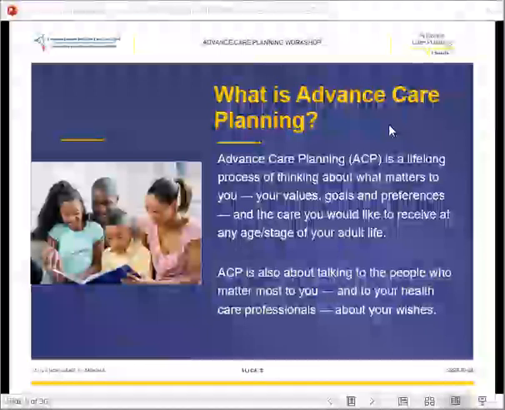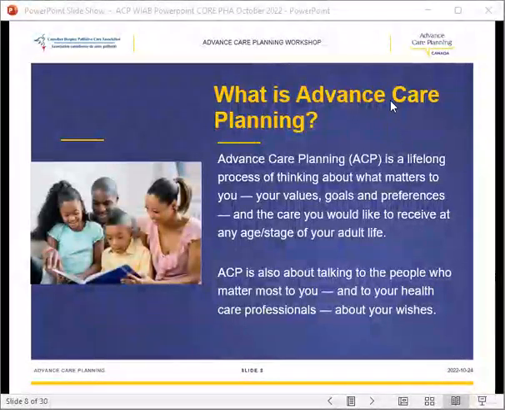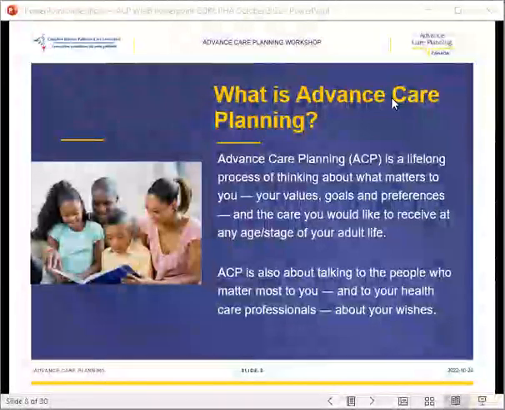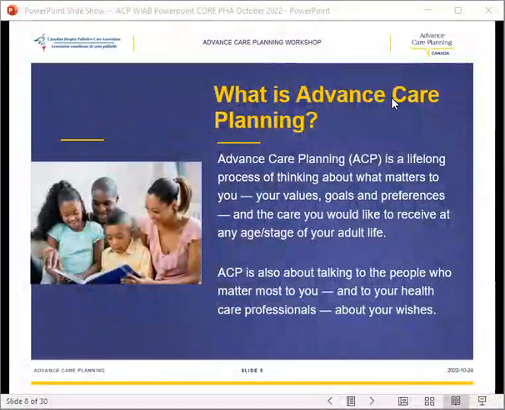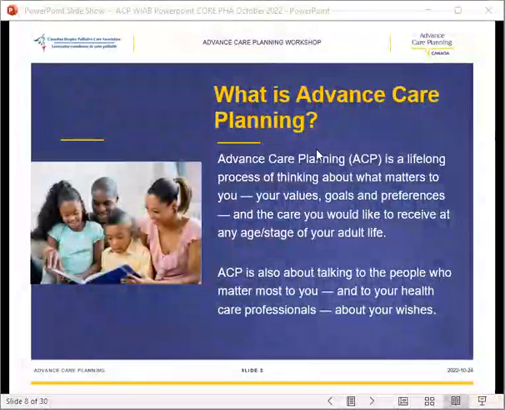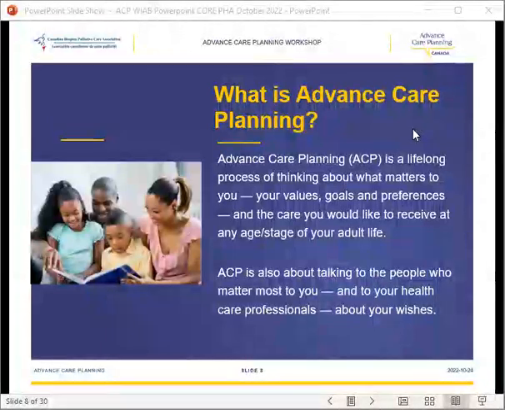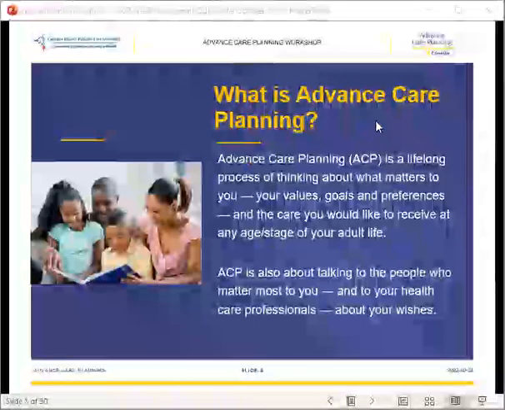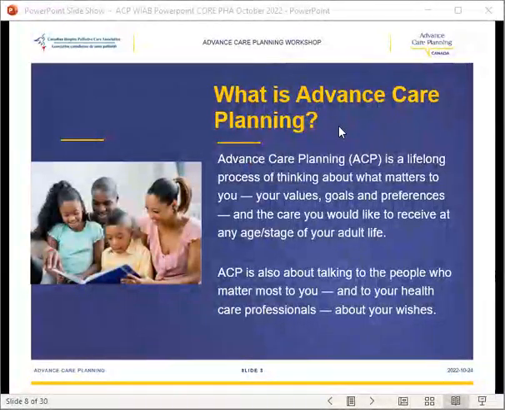So what is advanced care planning? I just want to make a small note. It is advanced, which means that it's in advance. Although over time there might come a time and point where some of your discussions are about more advanced care, depending on your particular health status or the type of needs that you may have or those that you are supporting.